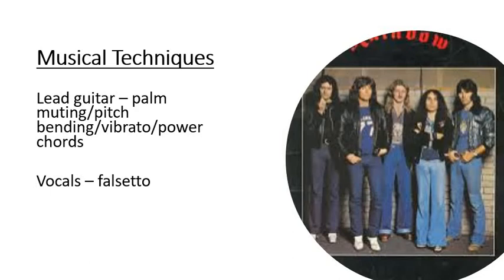So lead guitar, you had palm muting, which is fairly self-explanatory. You use the palm of your hand to mute the strings in between power chords. Pitch bending, where, when you're using your left hand, if you're a right-handed guitarist, the fingers that are pressing the chords are slightly bending the strings to bend the pitch a little bit. Vibrato, so that kind of vibration sound, and power chords as well were used. And then vocals, you've got falsetto, which is that type of very high voice used by men. So let's get these down in our books too.